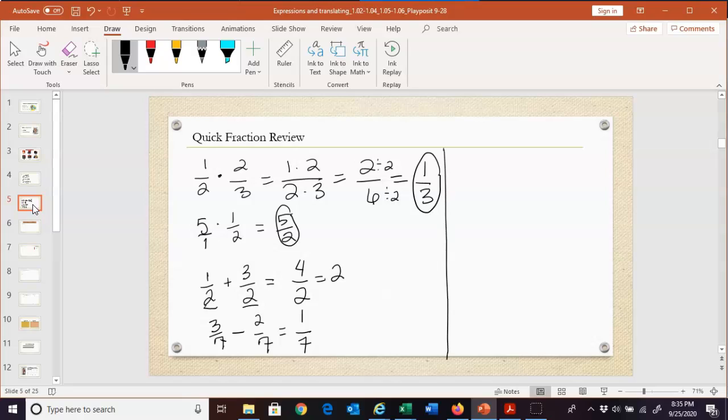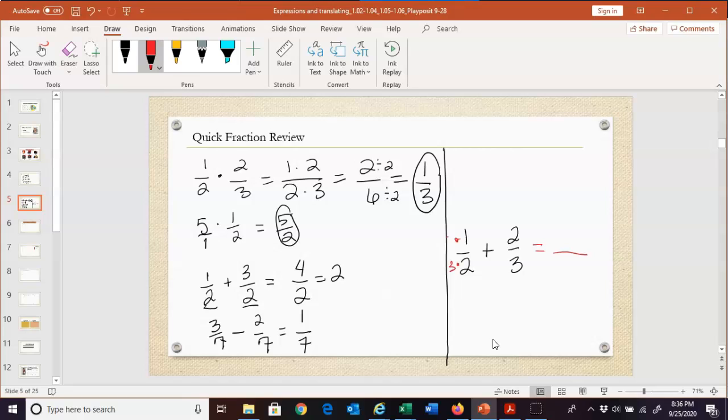But what if the denominator does not match? So what if we had something like 1/2 plus 2/3? So because the denominators do not match, we need to make them match. And I think the easiest way to find a common denominator is just to multiply each of the denominators by the other one. So this is our 2. We're going to multiply the 2 times the 3, the other one.